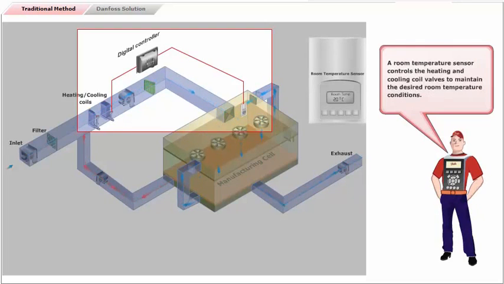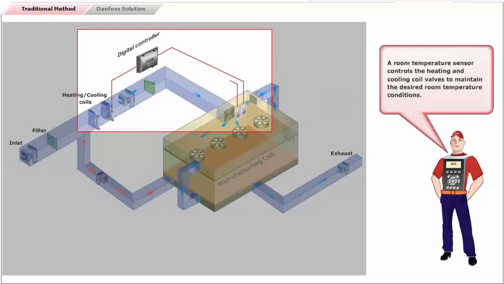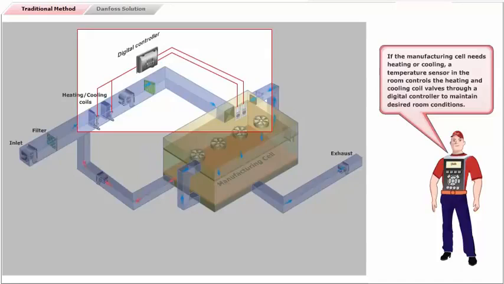A room temperature sensor controls the heating and cooling coil valves to maintain the desired room temperature conditions. If the manufacturing cell needs heating or cooling, a temperature sensor in the room controls the heating and cooling coil valves through a digital controller to maintain desired room conditions.